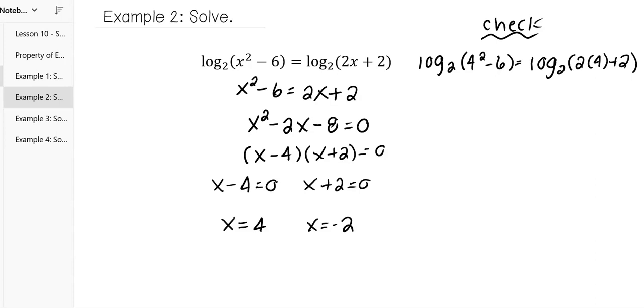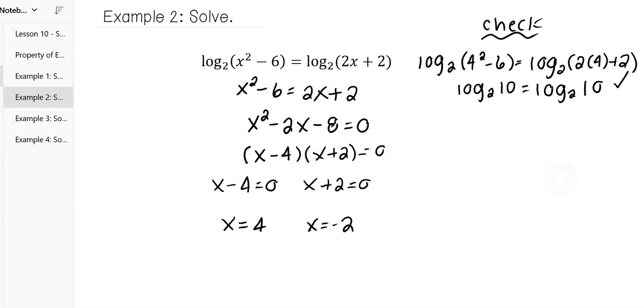So 4 squared, we get 16. 16 minus 6 gets us 10 on the left side of the equal sign here. So log base 2 of 10. Now 2 times 4 is 8. 8 plus 2 gets me 10. Okay, they equal each other, and they are a positive number other than 1, which means that works.